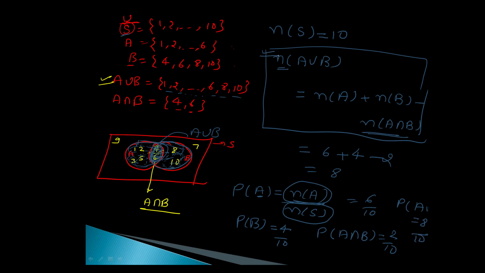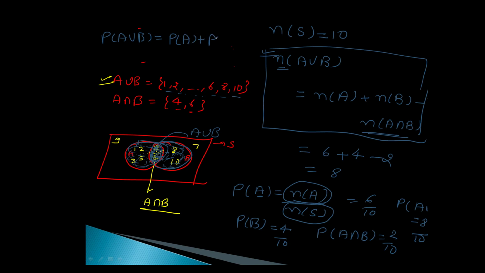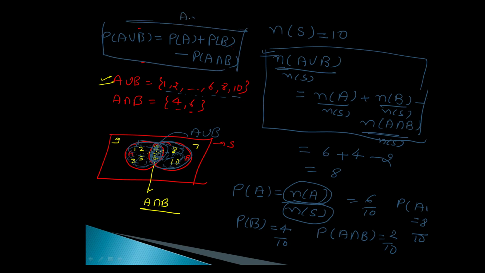So if we divide this rule by n(S), what we get here is the addition rule of probability. We get this: probability of A union B is equal to probability of A plus probability of B minus probability of A intersection B. Just what we have done is we have divided all the quantities by n(S), which is the number of elements in the sample space. And by now you must understand that the number of elements in the sample space are exhaustive cases. So we got this rule. This rule is known as the addition rule of probability.